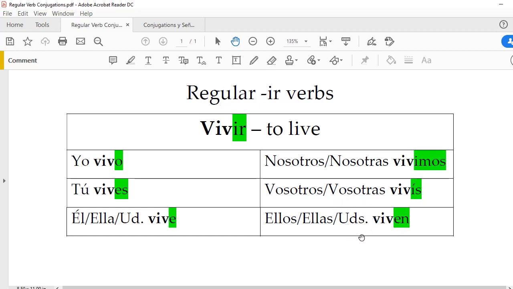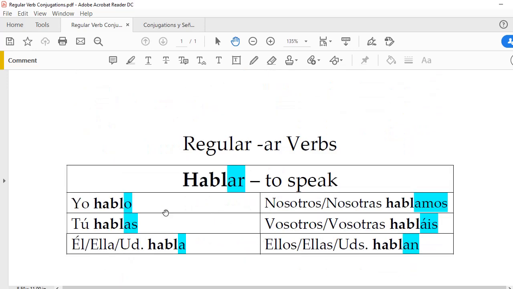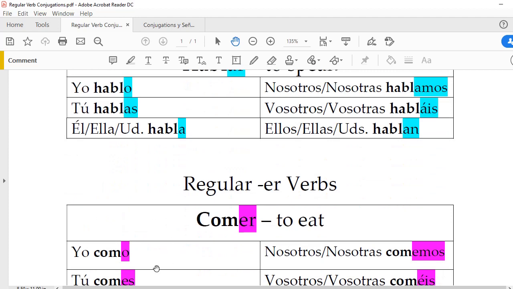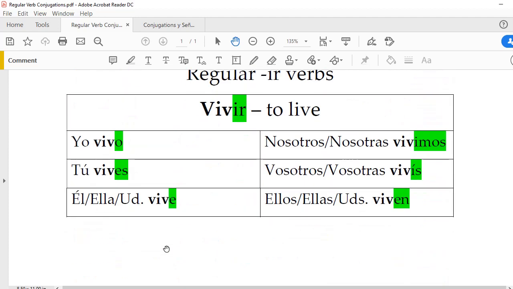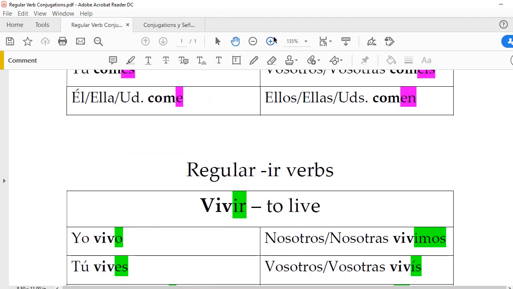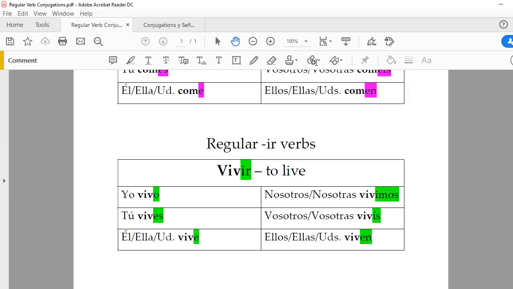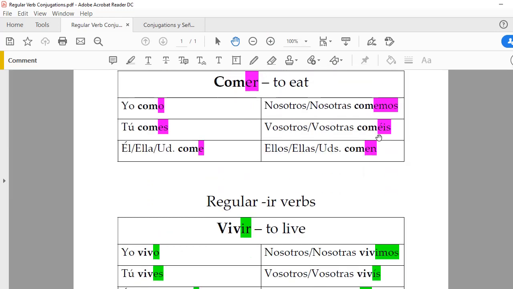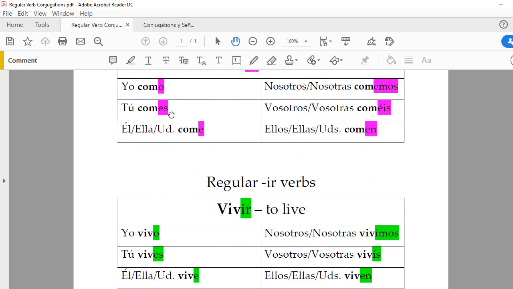EN is our ending. You'll notice for all three, O is the ending for yo in AR verbs, O is the ending for yo in ER verbs, and O is the ending for yo in IR verbs. All three kinds of verbs end in O when you're talking about yo. And then you'll notice with the ER and IR verbs, most of their endings are actually the exact same: O, ES, E, and then EN. The only ones that are different for IR verbs are nosotros and vosotros.